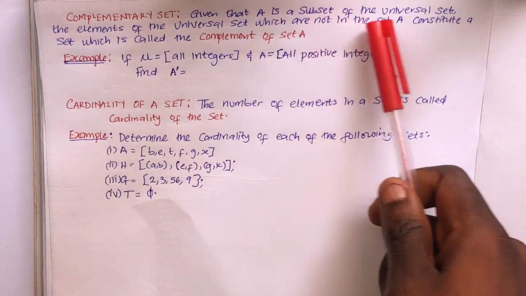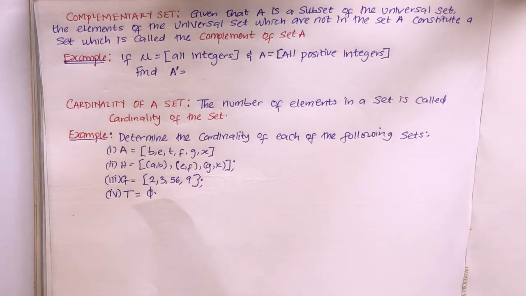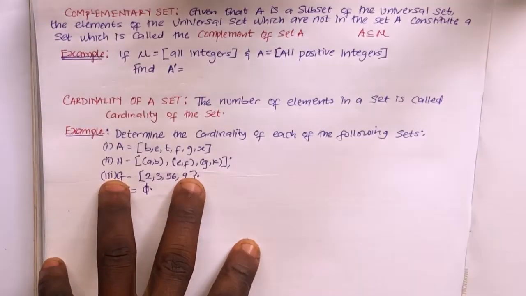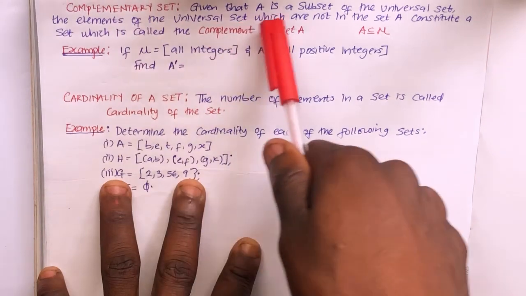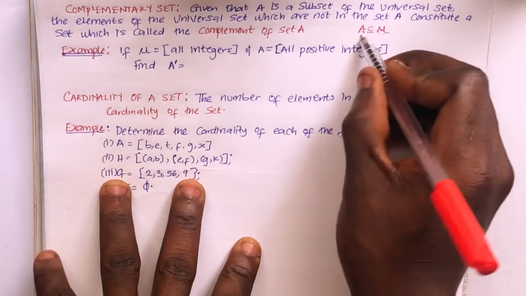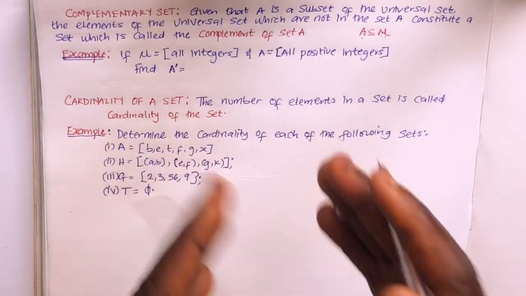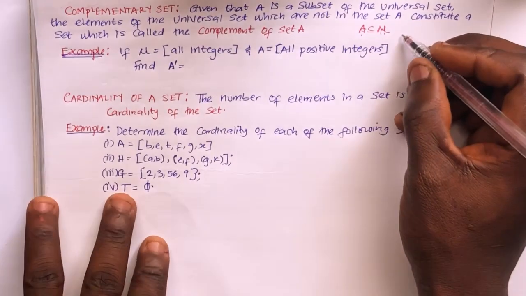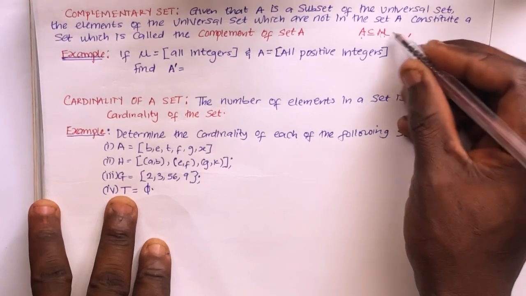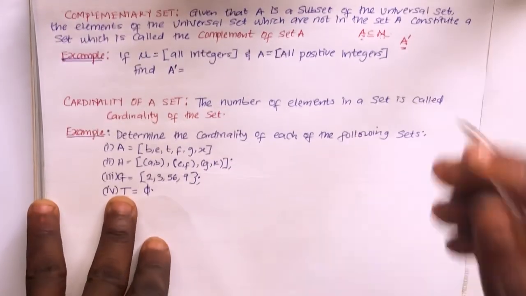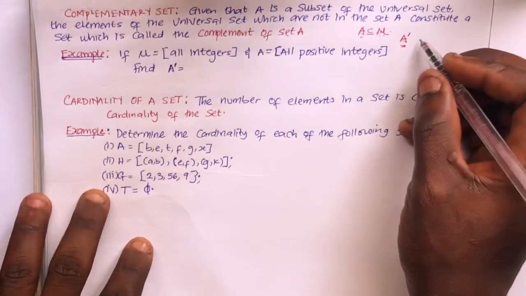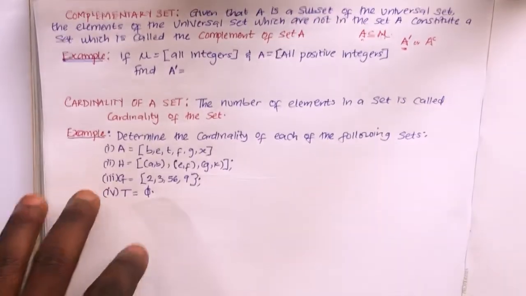Check this. Given that A is a subset of a universal set, can you see that A is a subset of our universal set? The elements of the universal set which are not in set A constitute a set which you call the complement of a set. So they are known as the complement of a set. That means A complement are the elements that are not in A, but they are present in the universal set. A complement can be denoted as A prime, or we call it A complement here.